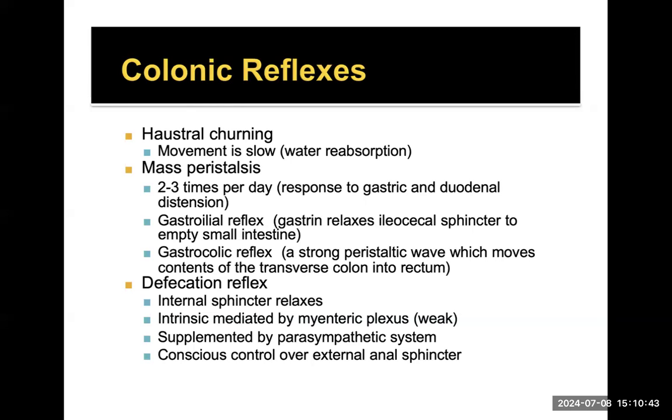And then the defecation reflex is you relax the internal sphincter, which is mediated by the myenteric plexus. You'll supplement with the parasympathetic system, which has conscious control over the external sphincter, which would allow material to move out.